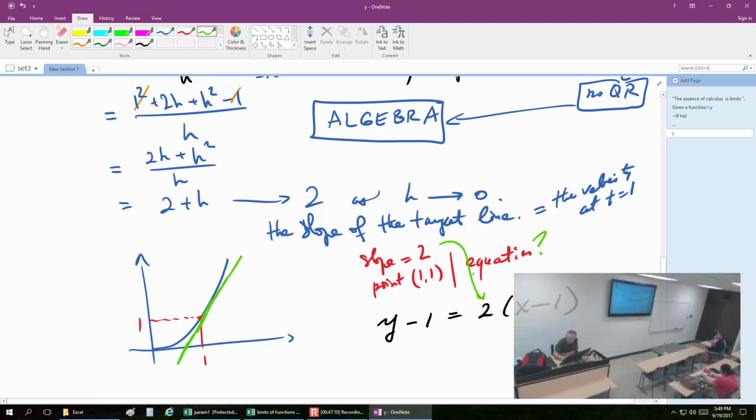The slope goes here, and the 1 and 1 go here. Okay. So y minus the y coordinate of the point is equal to the slope times x minus the x coordinate of the point. Okay. So anyway, and then if you plot it, you will see.